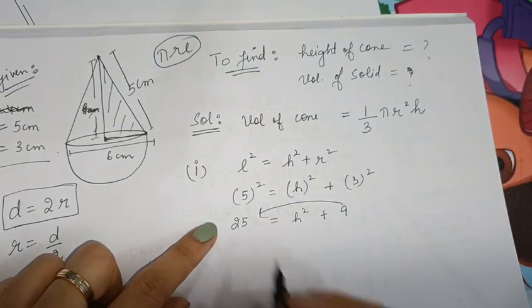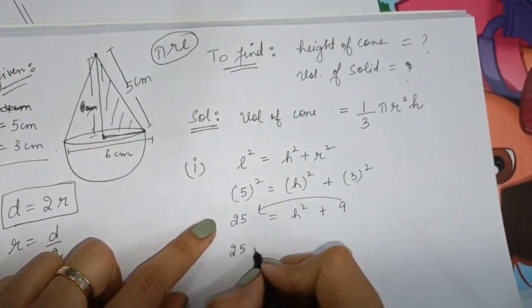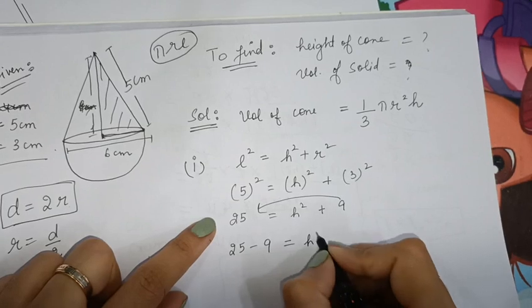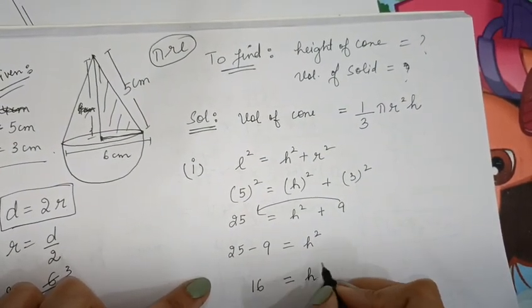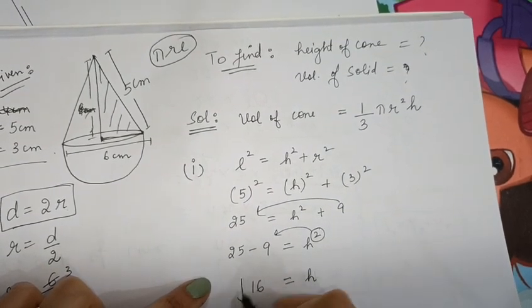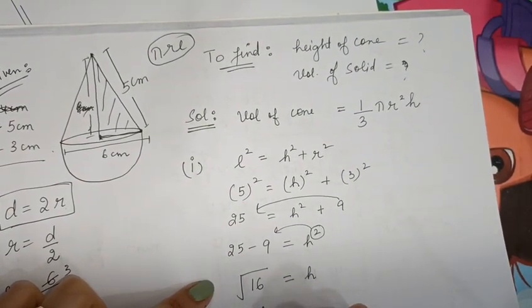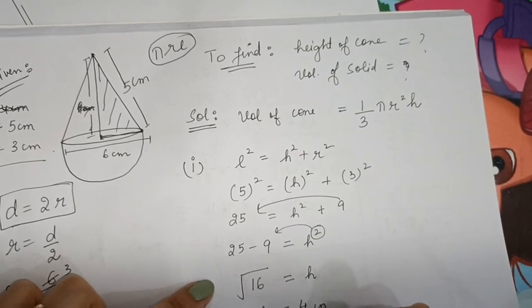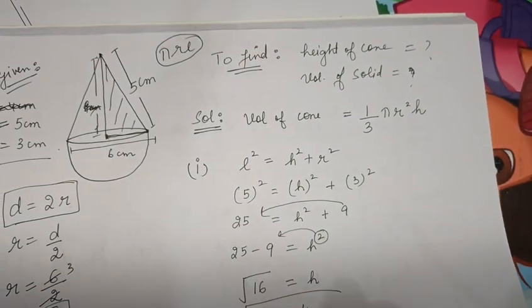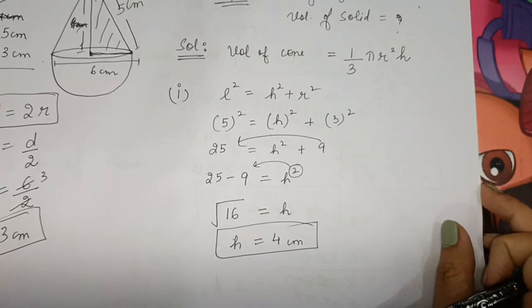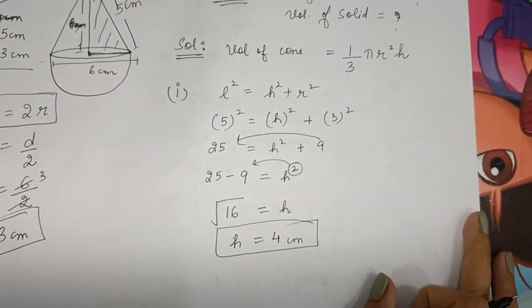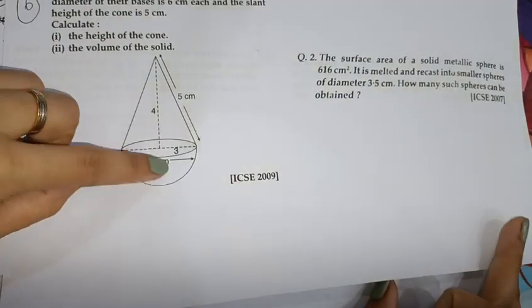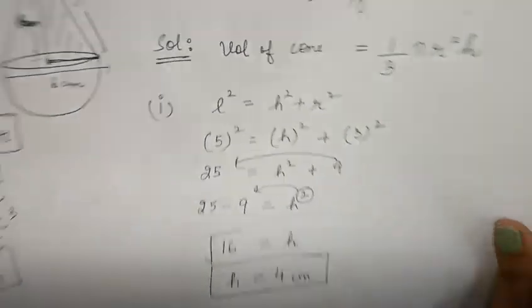This 9 will shift to the other side. So 25 plus 9 will change to minus 9 is equal to h square. So 16 is equal to h square. The square will shift to the other side and become a square root. So we get the height equal to 4 centimeter. This is how, by using the Pythagoras theorem, you can find the height. In this figure it was actually already mentioned, you can see here, but still I have shown you how we can find it.